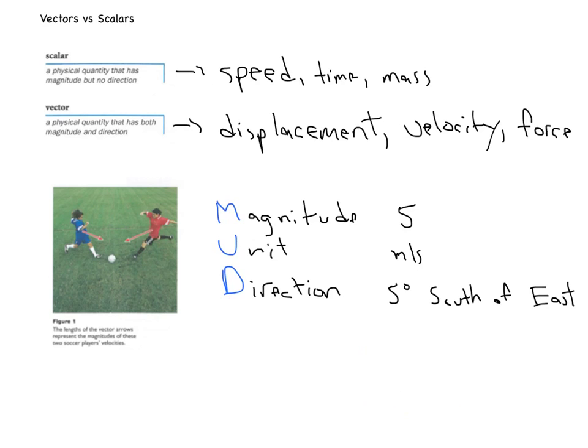Okay, so back to the soccer player and his vector, the way I would show his velocity is with the letter V for velocity. We'll do it in black. And from now on, when we write vector quantities, we're going to put an arrow above the symbol for any quantity that is a vector. So I would say his velocity is 5 meters per second, 5 degrees south of east. Right? So this would be how we would write his velocity vector, 5 meters per second, 5 degrees south of east. So we have magnitude, unit, and direction.